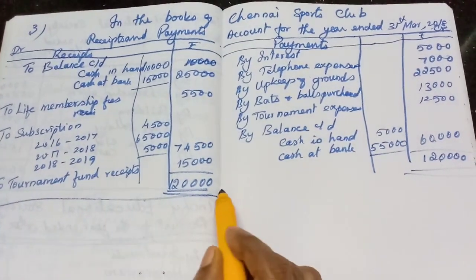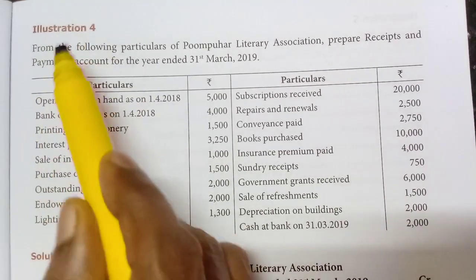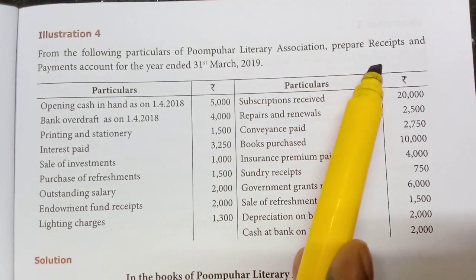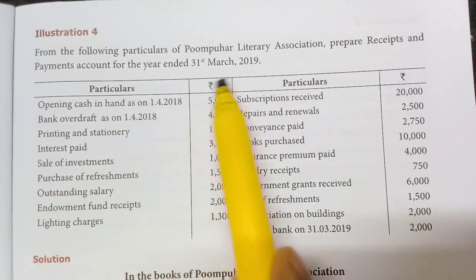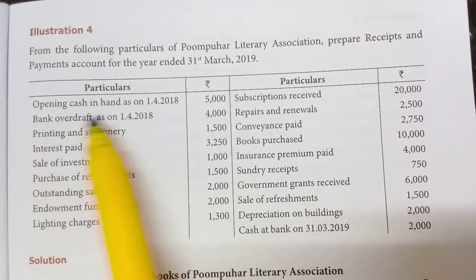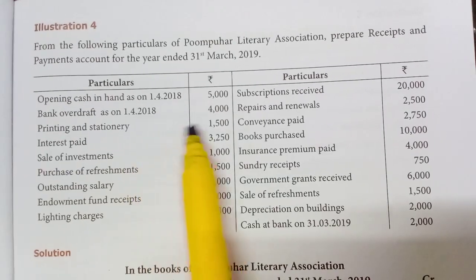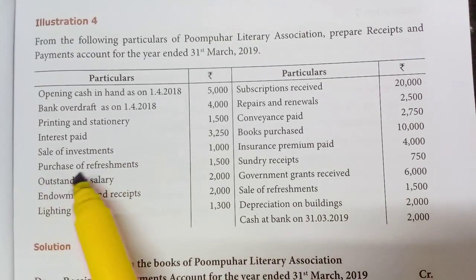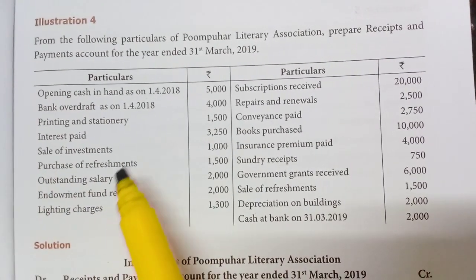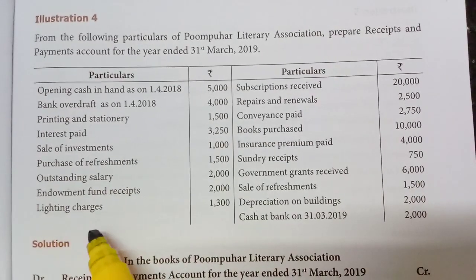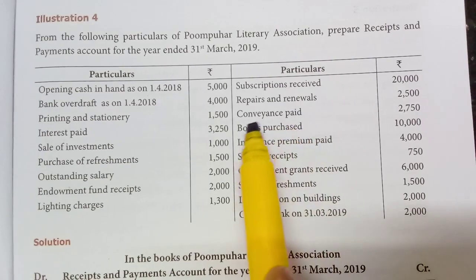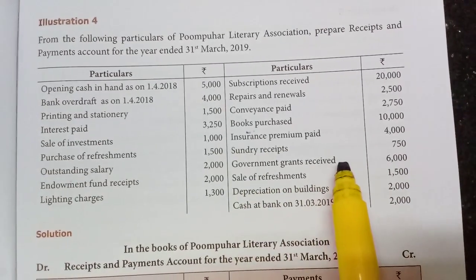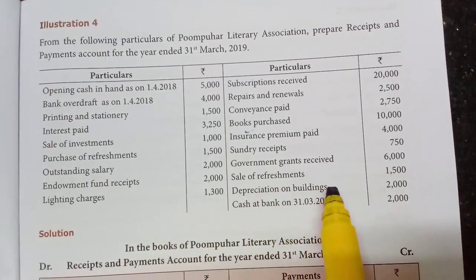So we will see now the fourth problem. Illustration 4. From the following particulars of Pumbukar Literary Association, prepare receipts and payments account for the year ended 31st March 2017. Particulars: opening cash in hand, bank overdraft opening, printing and stationery, interest paid, sale of investment, purchase of refreshment, outstanding salary, endowment fund receipts, lighting charges, subscriptions received, repairs and renewals, conveyance paid, books purchased, insurance premium paid, sundry receipts, government grant received, sale of refreshment, depreciation on buildings.